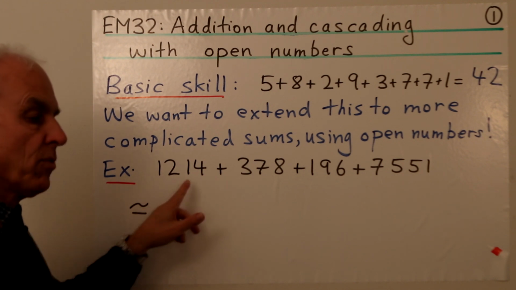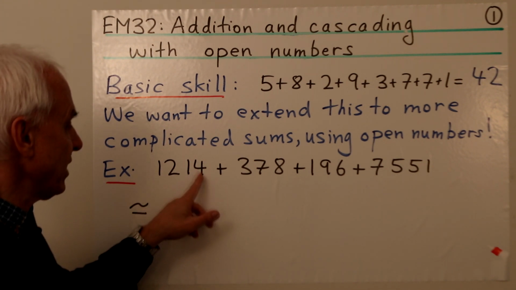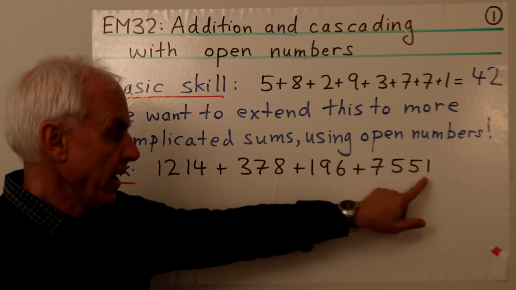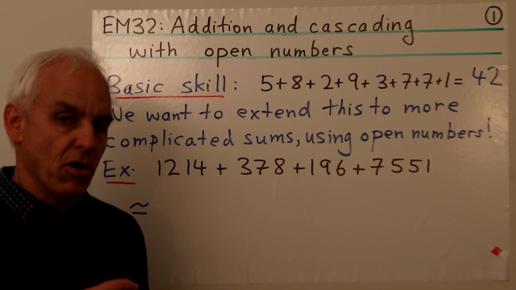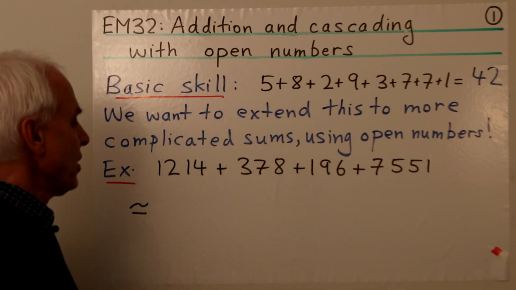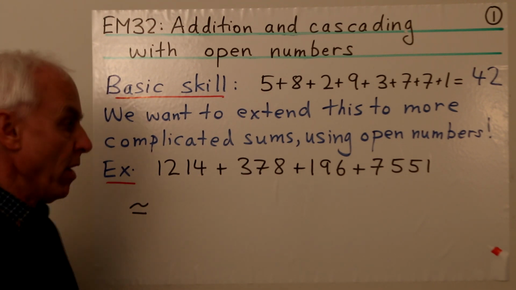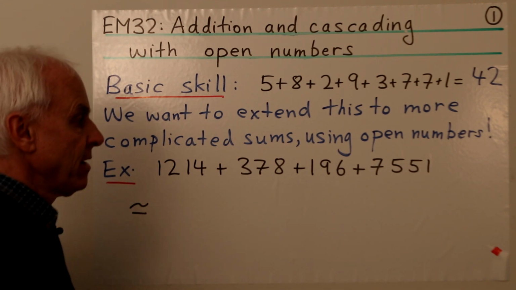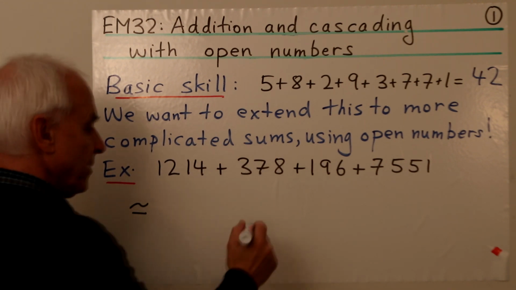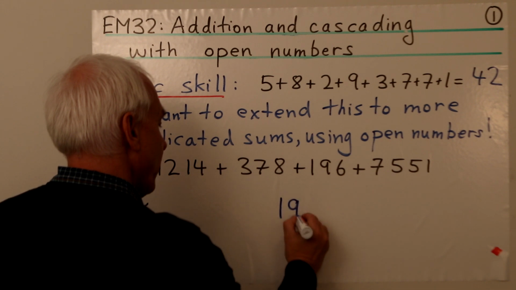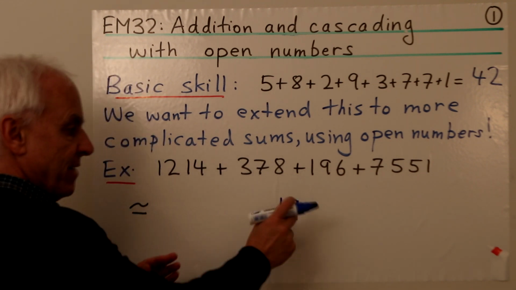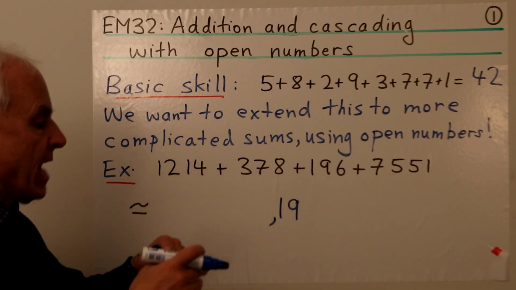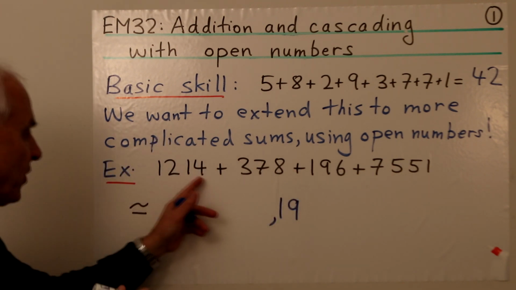And we're going to start with the ones. Okay, the ones, there's 4 of them here, there's 8 of them here, 6 of them here, and 1 of them here. So we're going to add up all the ones. So 4 plus 8 is 12, plus 6 is 18, plus 1 is 19. Okay, and I'll put the 19 over on the right-hand edge because that's representing the total number of ones in the sum.